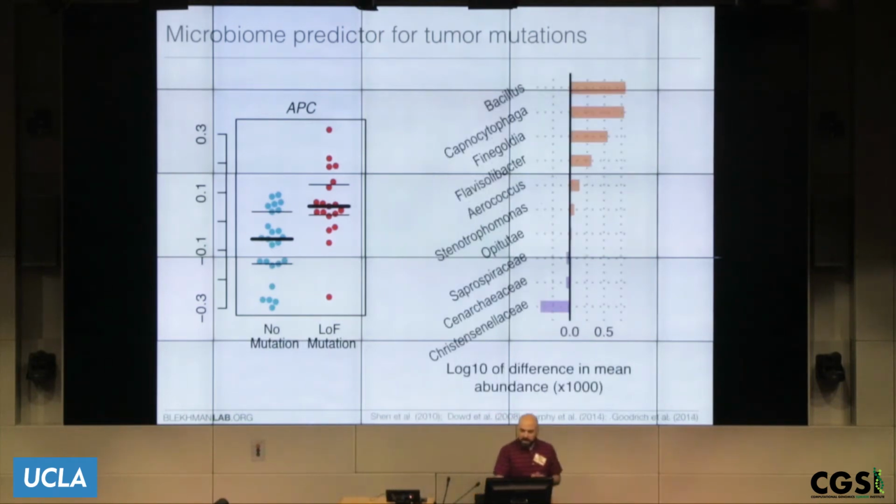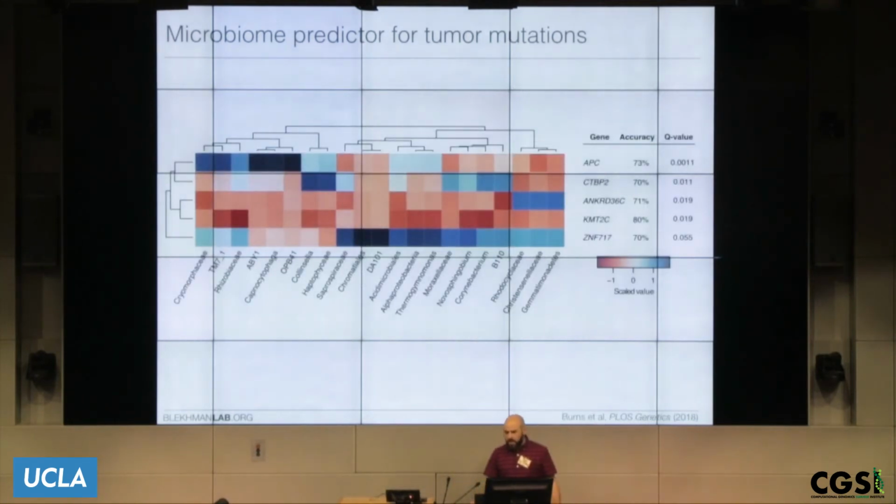We can also drill down and look at the microbial taxa that are associated specifically with APC mutations. We found a number that have been associated with colon cancer before, like Fusobacterium. An interesting result is that we found Christensenellaceae, which seem to be enriched in tumors that don't have an APC loss of function mutation. This is really interesting because, if you remember the Twins UK studies I mentioned earlier, this is the taxon that was found as the most heritable taxon in the gut microbiome, and a few studies have reproduced that finding. So it's interesting to see that here.